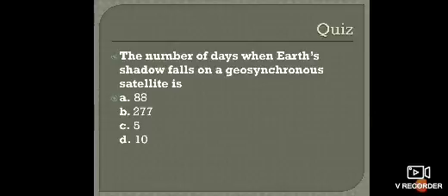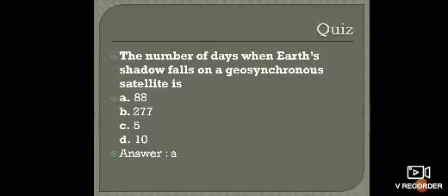So the number of days when Earth's shadow falls on a geosynchronous satellite is, the first option is 88, the second option is 277, the third option is 5, and the last option is 10. So what is the answer? That is A, 88 days. That means it requires 88 days when the Earth's shadow falls on a geosynchronous satellite. Okay, this is the answer.